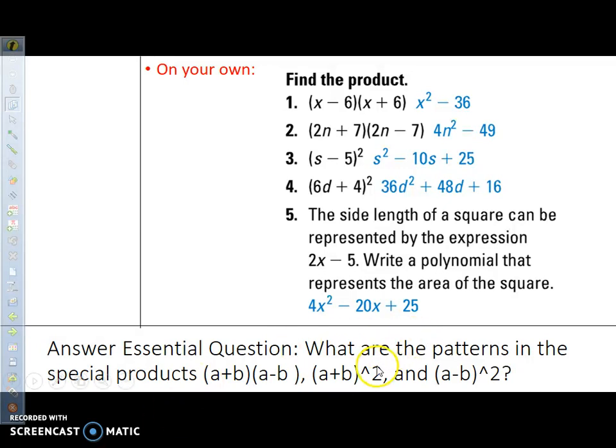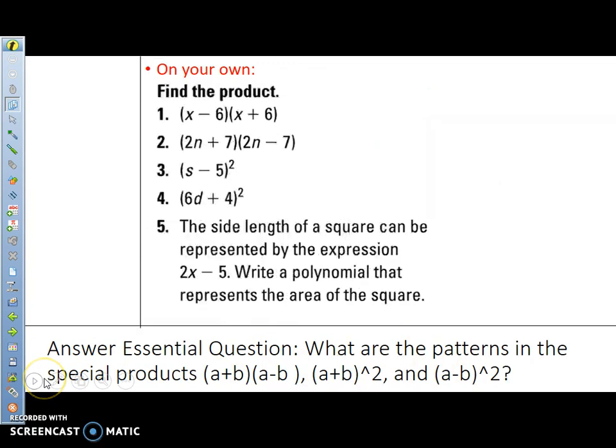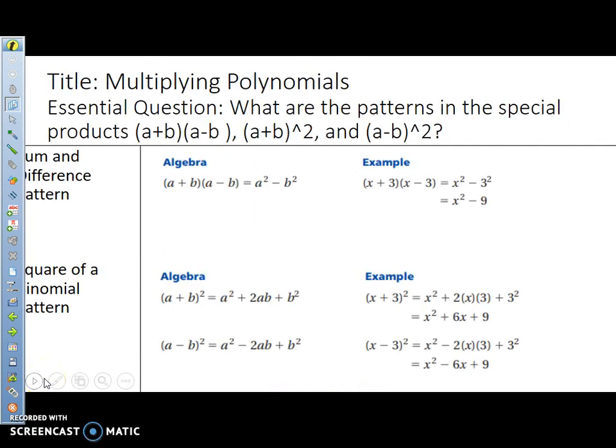What are the patterns in the special products? Okay, those are those algebraic expressions that were listed above. So just rewrite those algebraic expressions, okay? For this, let me go back and I'll show you the algebraic expressions. So the essential question is this, this, and this. There's 3 of them.